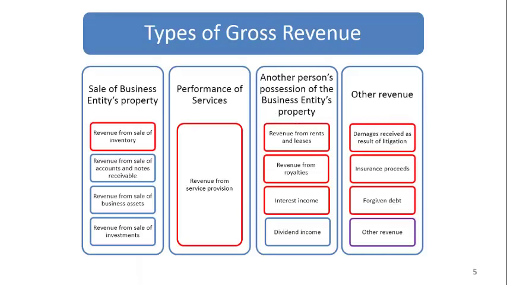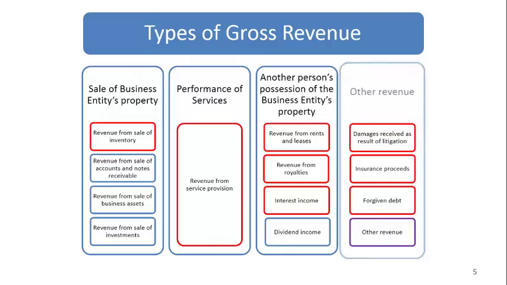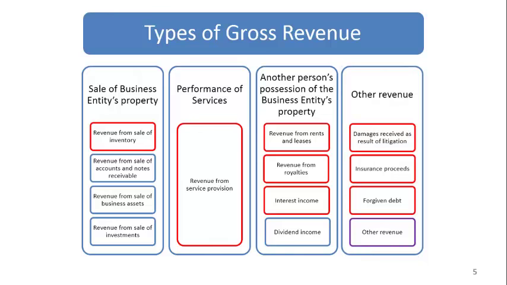This slide lists the different types of gross revenue that a business might have. Sale of a business entity's property, which would include revenue from the sale of inventory, revenue from the sale of accounts and notes receivable, revenue from the sale of business assets, and revenue from the sale of investments. Performance of services is also included in gross revenue, as is another person's possession of the business entity's property, including rents and leases, royalties, interest and dividend income. Under other revenue, we have damages received as a result of litigation, insurance proceeds, forgiven debt, and other revenue.